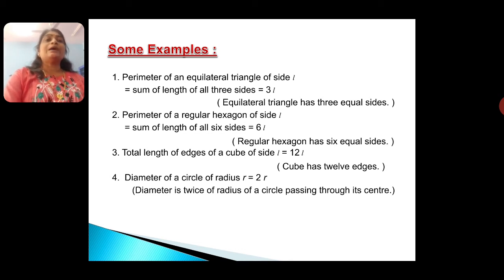Now, the diameter of a circle of radius r. We know that diameter is twice the radius of a circle, passing through the center. Therefore, the diameter of a circle of radius r equals twice r.